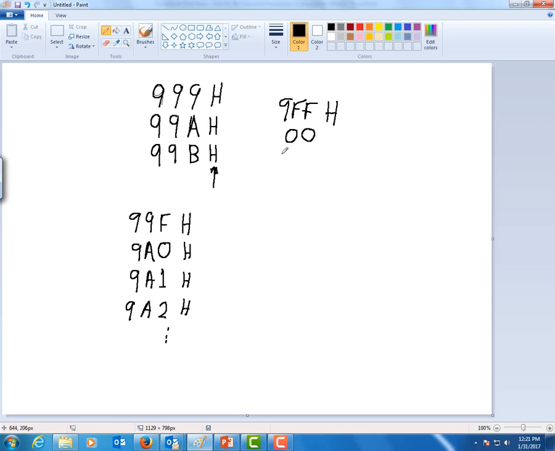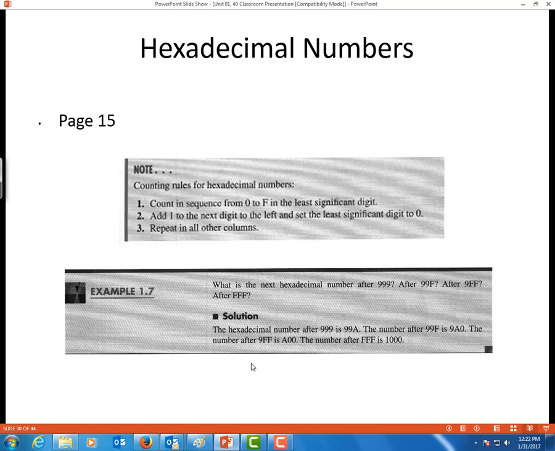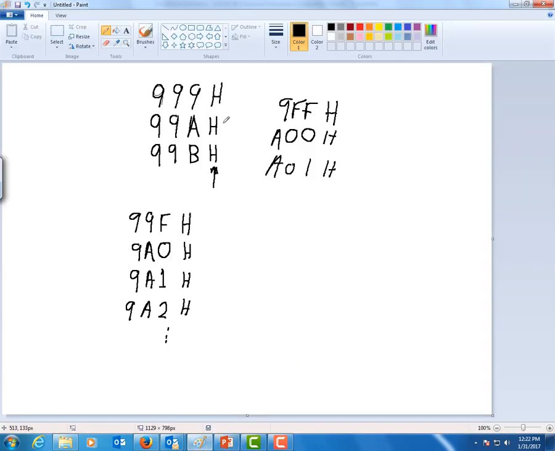What else happens? This is going to turn to A, isn't it? All right. Then A01 hex. That should be a hex there. And so on. Let's just see how we did. Hexadecimal. The number is 99A. Is that what we did? 99A. We got that one, right?